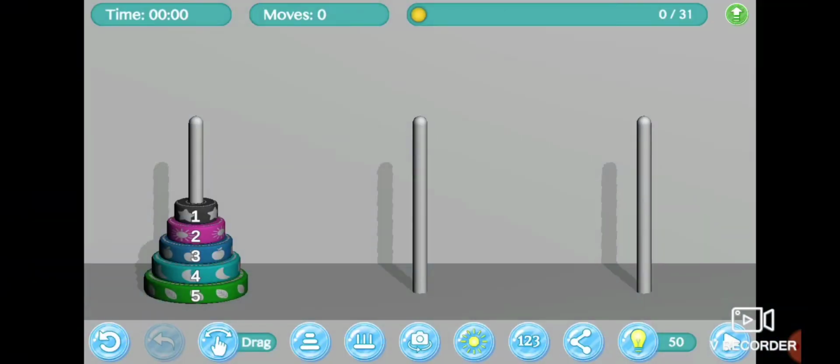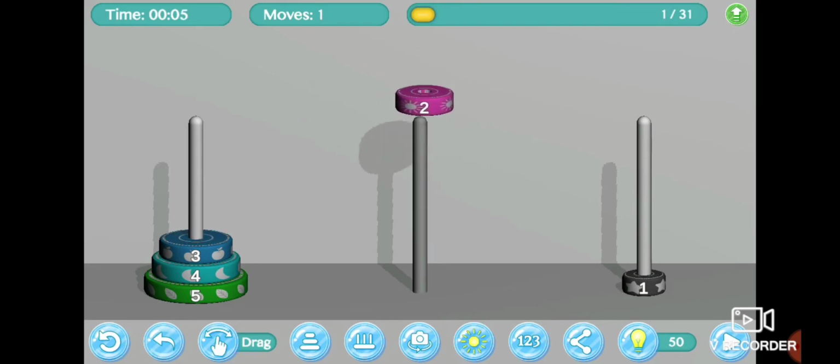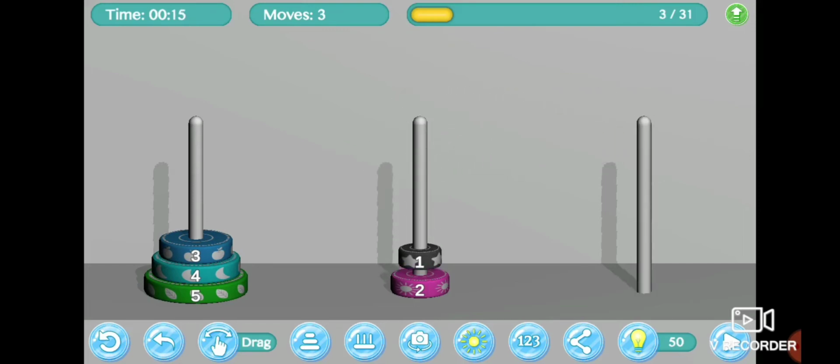Good day everyone. So today let's do the Tower of Hanoi. We are now in level 5. Our task is to move all the 5 discs to the third rod in a proper arrangement just like in the first rod. So let's start. Now let's move the first disc to the third rod and the second disc to the second rod. And let's move again the first disc to the second rod.